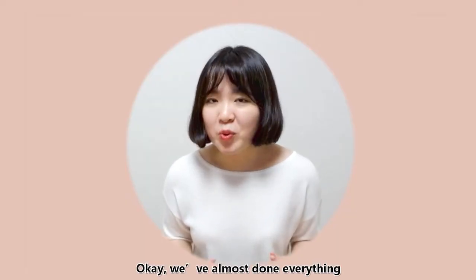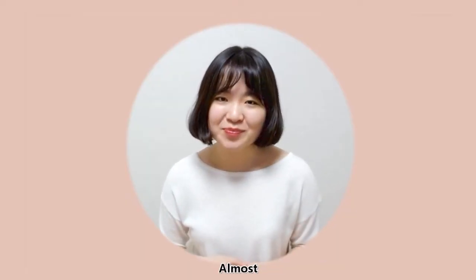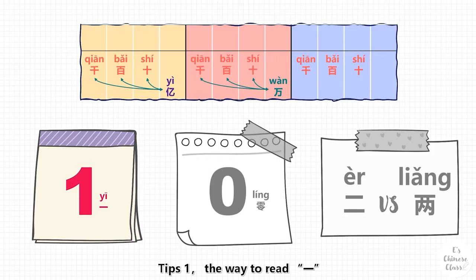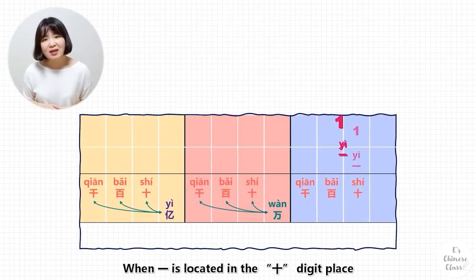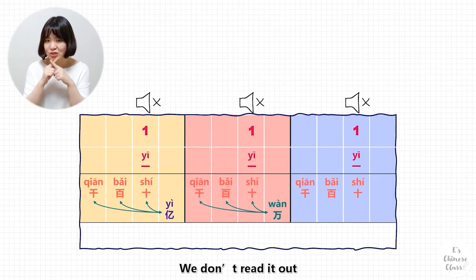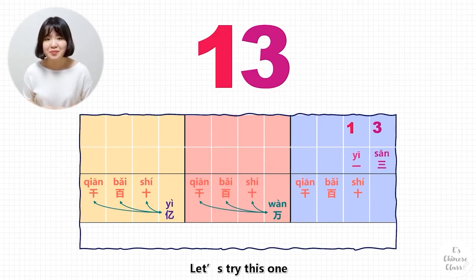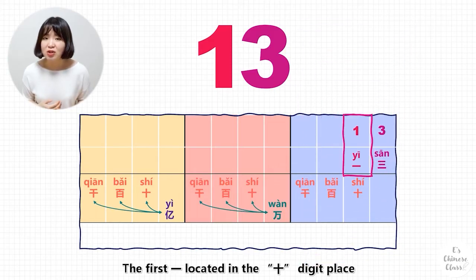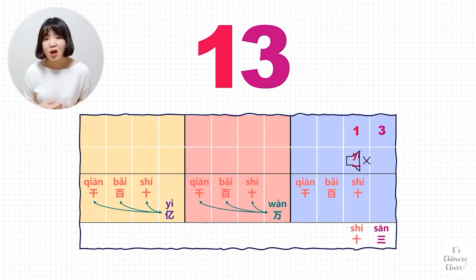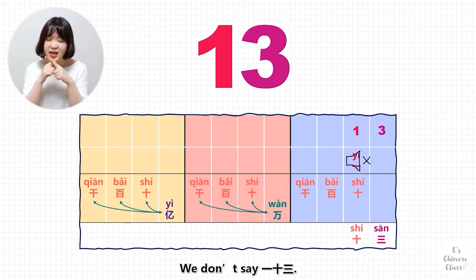Okay, we've almost done everything. Almost. There are 3 tips we must know. Tip 1. The way to read 一. When 一 is located in the 10-digit place as the first figure, we don't read it out. Let's try this one. The first 一 is located in the 10-digit place, don't read it. So it's 13. We don't say 113. No.